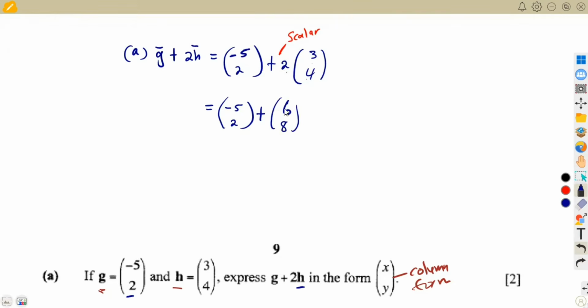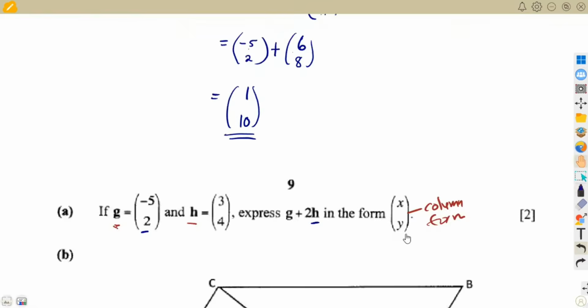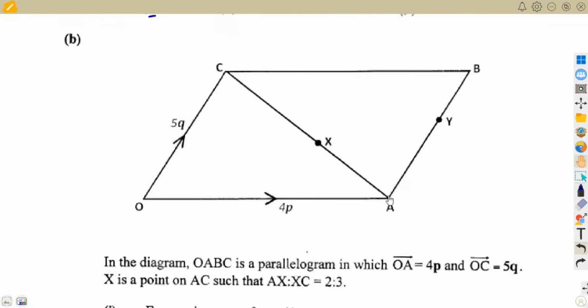Then from there, you can add the corresponding elements. Whenever you're dealing with vectors, you combine corresponding elements. So minus 5 corresponds with 6. If we add minus 5 plus 6, this is going to give us a 1. Then 2 plus 8 will be a 10. So we have the equivalent of G plus 2H. That was our question, 2 marks for that. All right, so that's it. Let's check the B part.